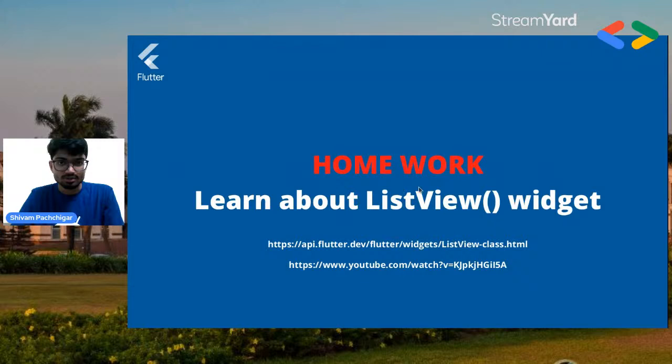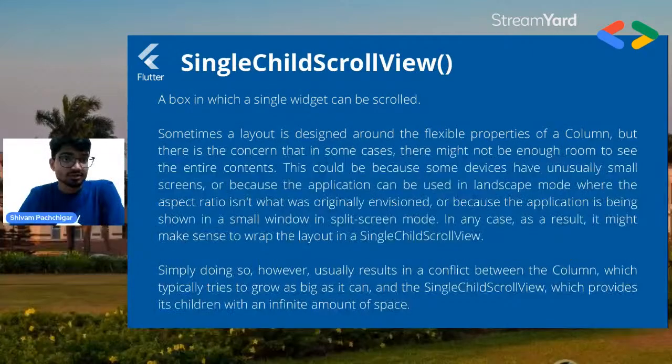I gave you homework about learning the ListView widget in the last session. And then we have a single child scroll view widget. It just takes one parameter, which is a child, and that widget will be converted into a scrollable widget. So if you pass a column or a row inside a single child scroll view widget, then you can scroll inside the column or the row.